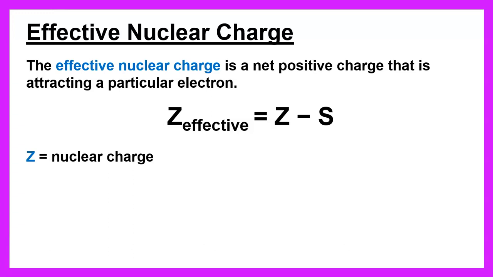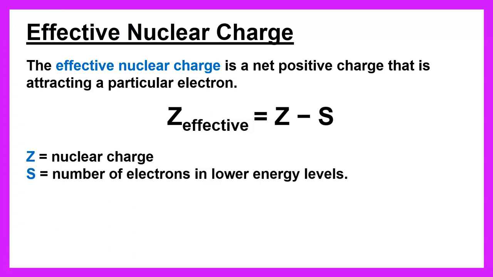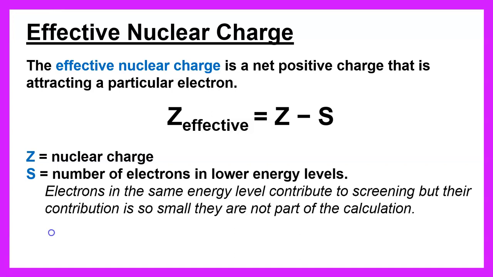Z is the nuclear charge. S is the number of electrons in all those lower energy levels. Remember, we're not going to count the ones in that valence shell because they don't really shield each other, right? Because they're in the same energy level.